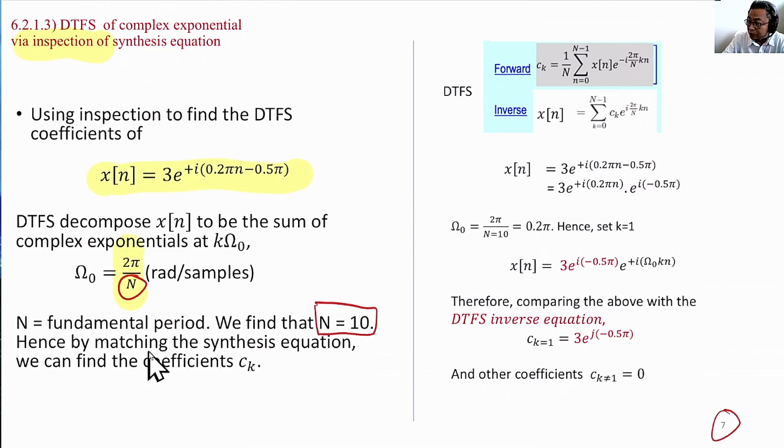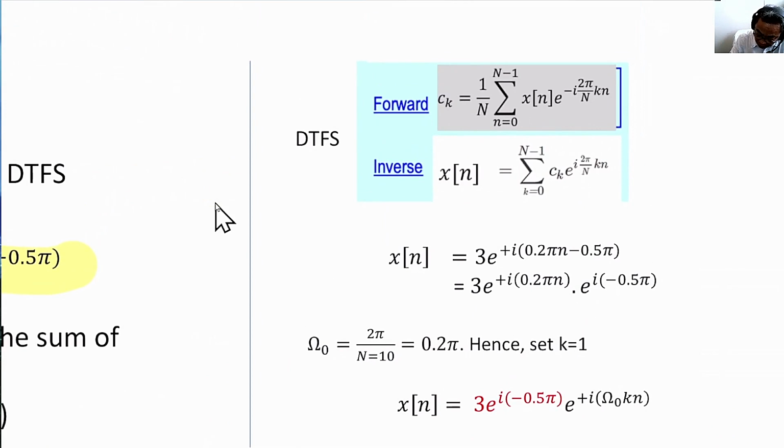In the inspection, what we are simply doing is comparing the synthesis equation with the original input signal, and then we will be able to identify ck. What am I talking about? Well, this is ck, which has been shown to be this equation.